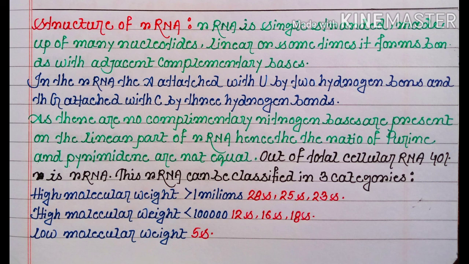Out of total RNA, 40% is rRNA. This rRNA can be classified into 3 categories. First, high molecular weight, that is more than 1 million. Second is higher molecular weight, that is less than 1 lakh or 1 million. And at last, the low molecular weight rRNA.